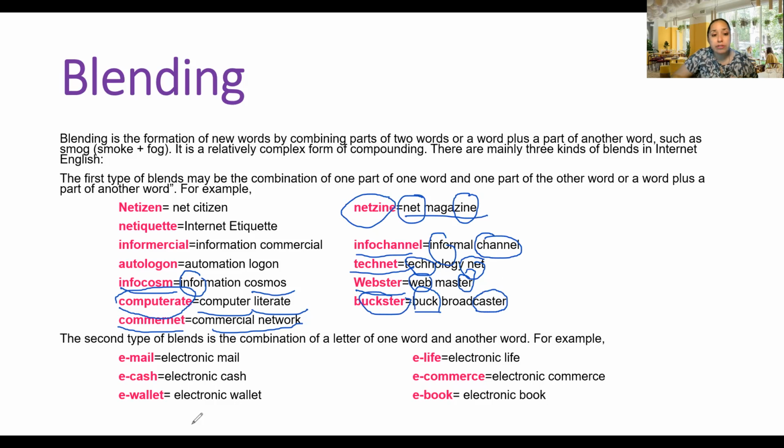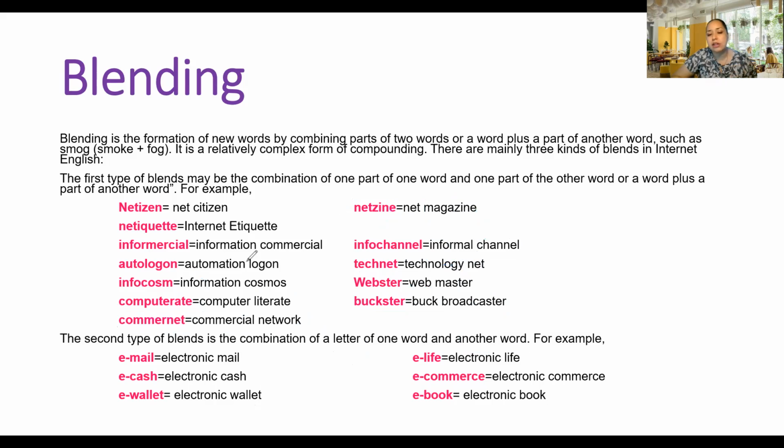But there's also another type of blending, which is a combination of a letter of one word and another word. And this is more common for anything that is about electronic, with so many different words that use it. The E from electronic, like for email, electronic mail. E-cash, electronic cash. E-wallet, electronic wallet. E-life, electronic life. E-commerce, electronic commerce. E-book, electronic book.